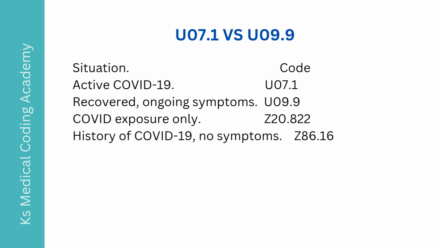U07.1 versus U09.9. Explanation. Use U07.1 for active COVID-19 infection. Use U09.9 for post-COVID conditions. Use Z20.822 for exposure only. Use Z86.16 for history of COVID-19 without current symptoms. This distinction is frequently tested on exams.